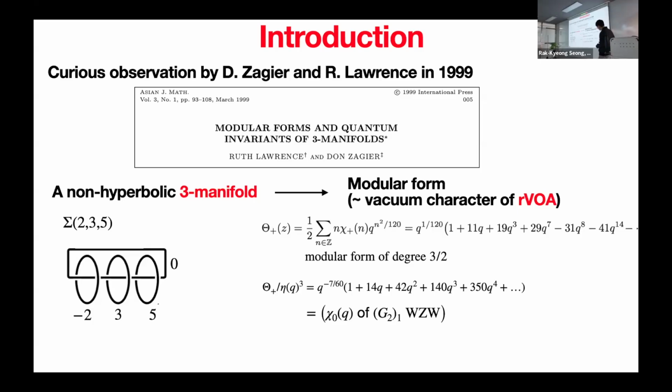If you divide by the Dedekind eta function, which will kill this degree of the modular form, then we will get a degree 0 modular form. It's a modular function, and this actually becomes the vacuum character of the T2 level 1 Bershadsky-Witten model, which is one of the rational conformal field theories.